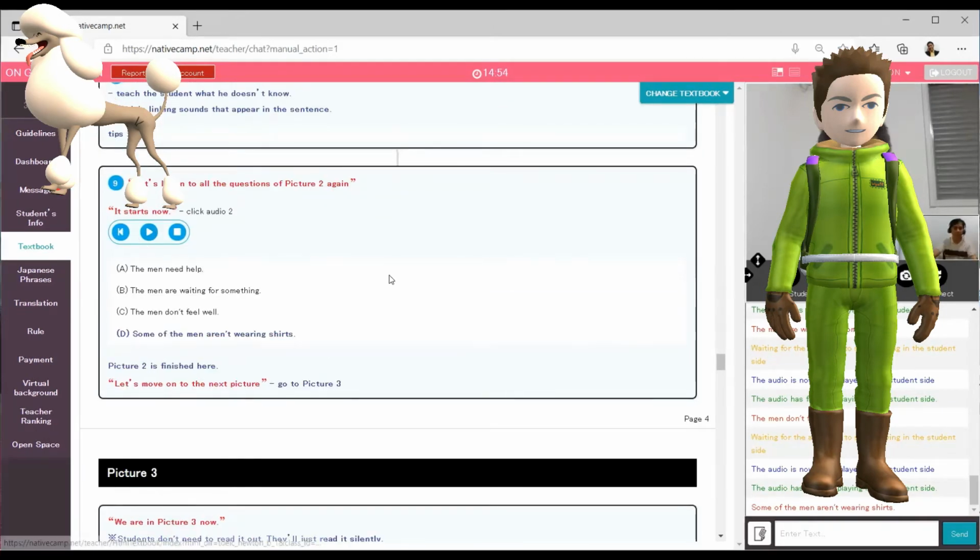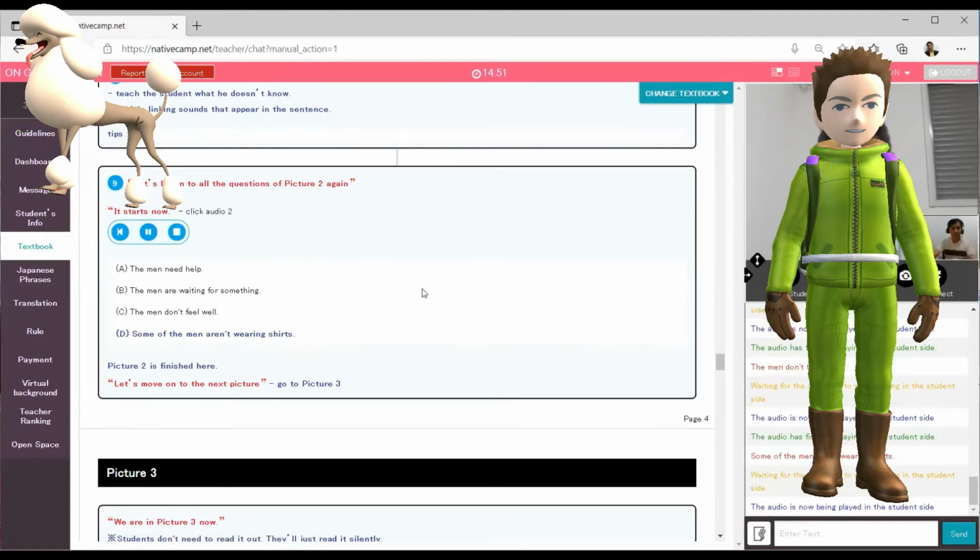Here we go. Look at the picture on your screen. A. The men need help. B. The men are waiting for something. C. The men don't feel well. D. Some of the men aren't wearing shirts.